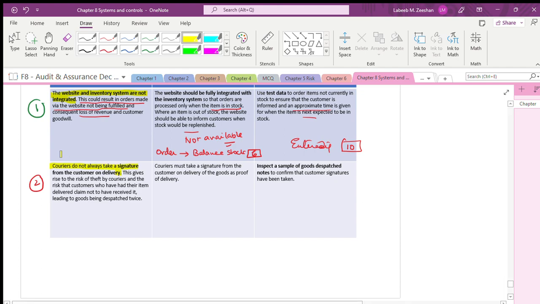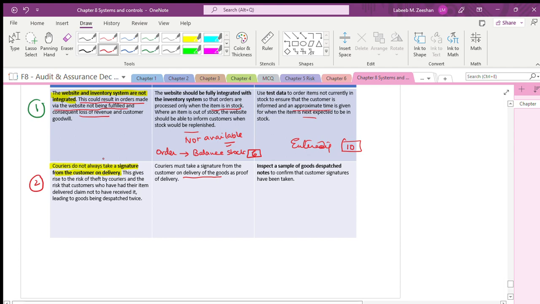Now what happens? You have to give a brief explanation about it. This gives rise to theft and the risk that customers who had their item delivered claim not to have received it. Whenever you are delivering, you have to take the acknowledgement. That's very important. That is the explanation of the deficiency. What is the control? The control says that they should take a signature from the customer on delivery of the goods.